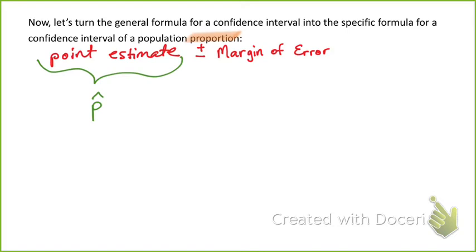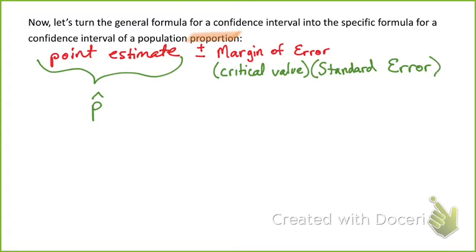So here we go, guys. I'm going to break down the margin of error for you. The margin of error is actually comprised of two pieces. Okay? So here's what the margin of error is made up of: a critical value and the standard error. The margin of error is made up by multiplying the critical value times the standard error.